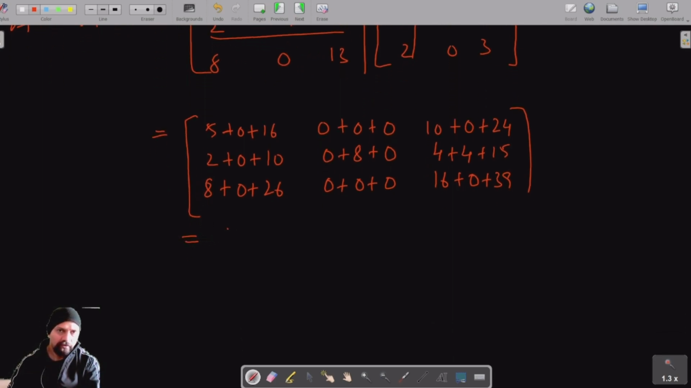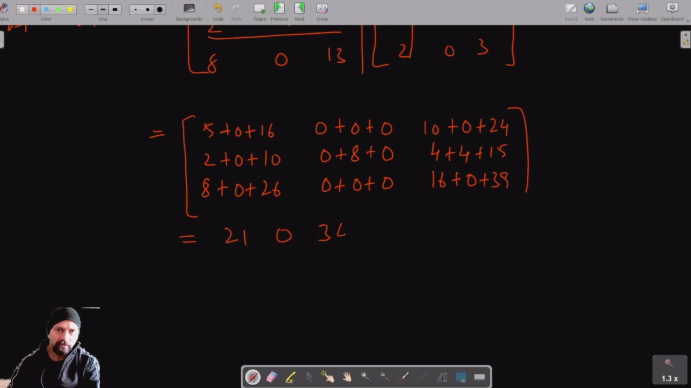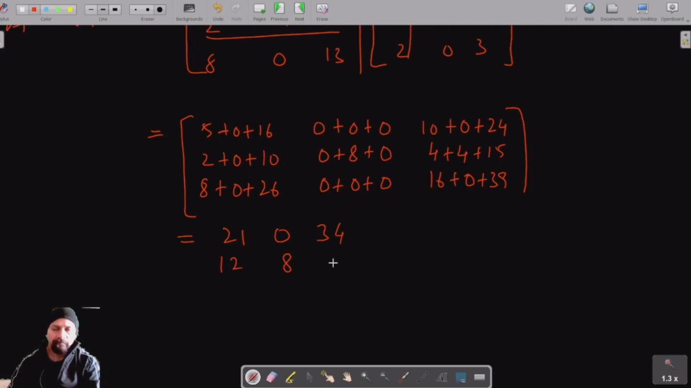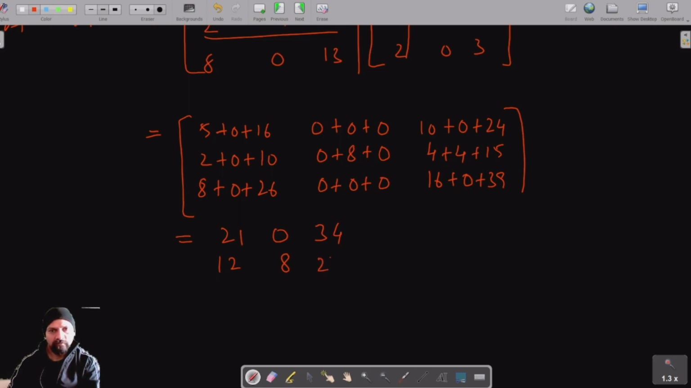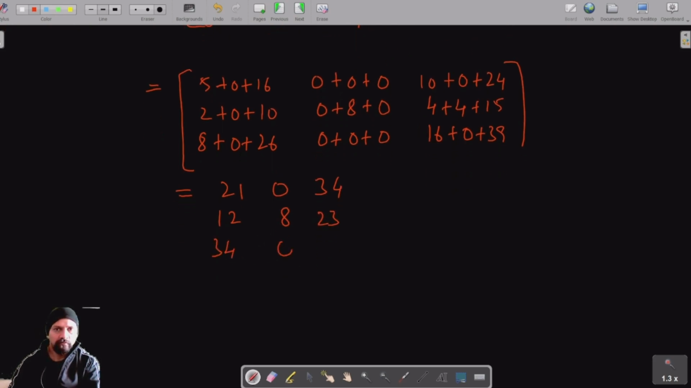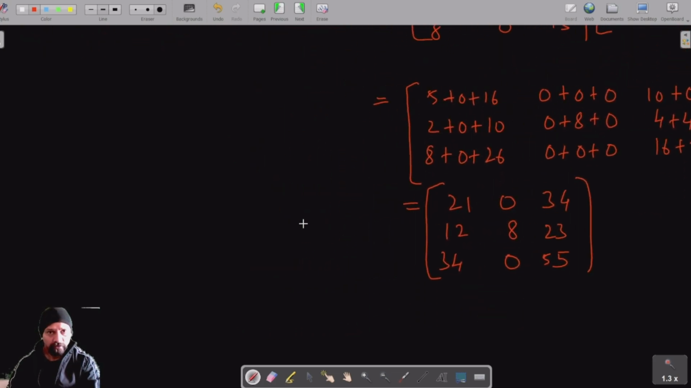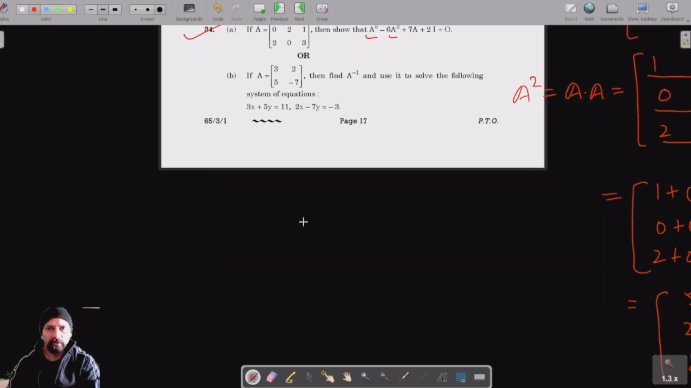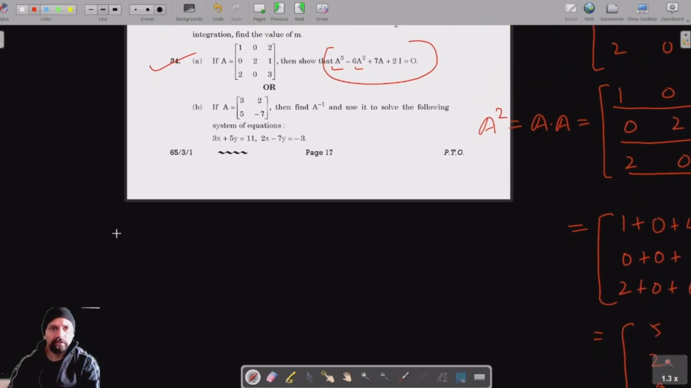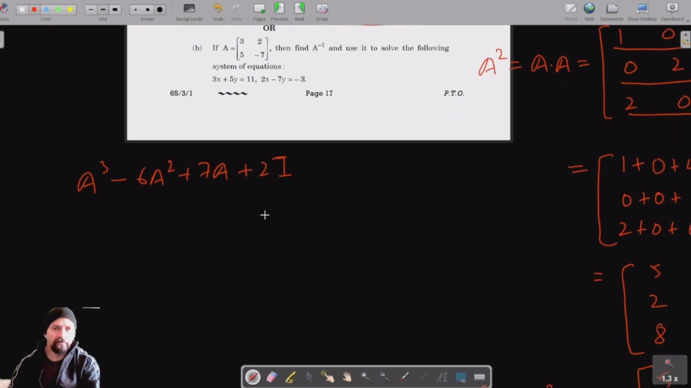And we have 21, 0, 34, 12, 8. It's 4 plus 4 is 8, plus 15 is 23, 34, 0, 9, 6, 15, 3, 4, 5, 55. So A cube is 21, 0, 34, 12, 8, 23, 34, 0, 55. And now let's calculate what's given to us. We have to find the value of A cube minus 6A squared plus 7A plus 2I, where I is the identity matrix.